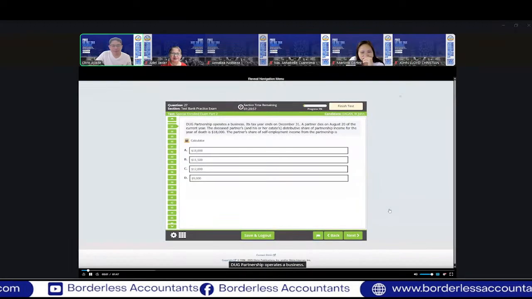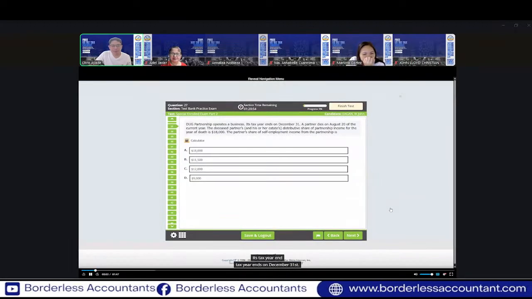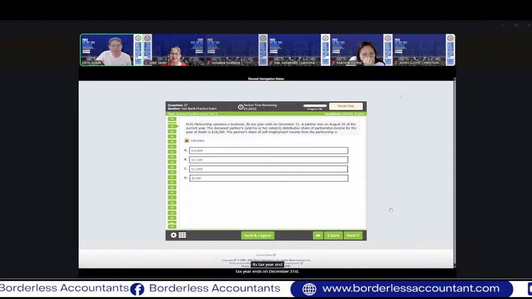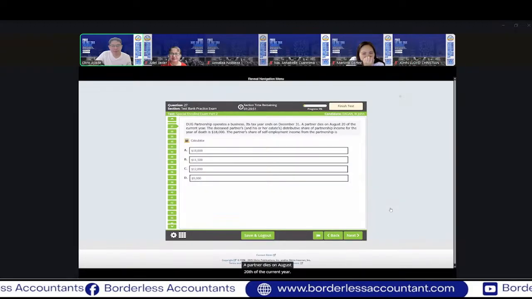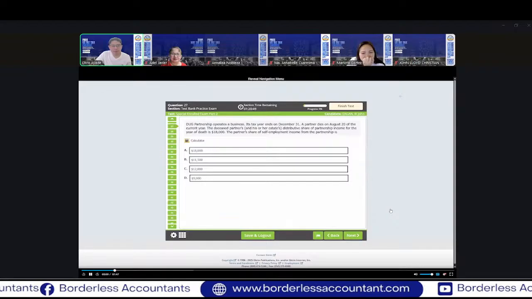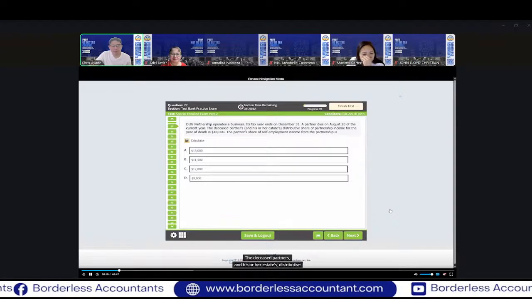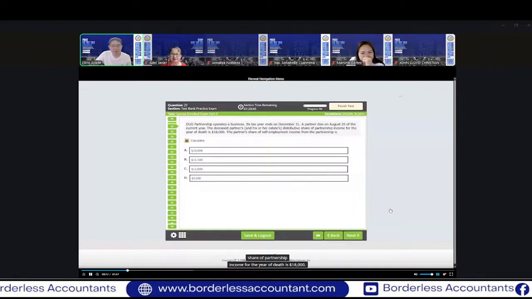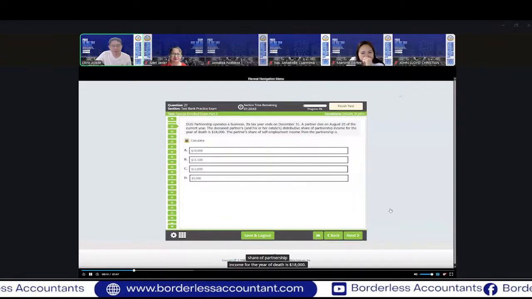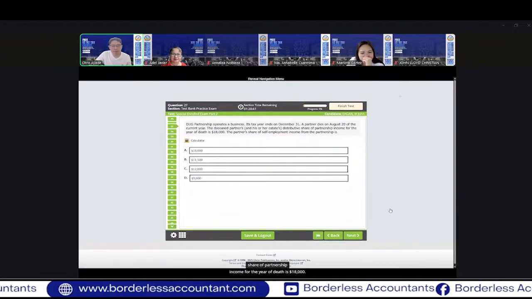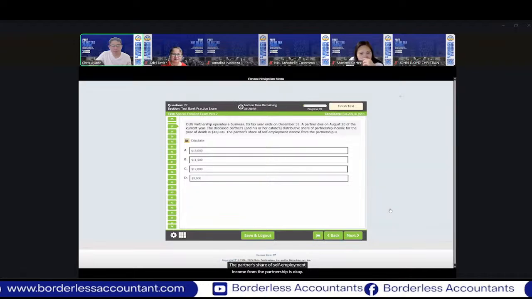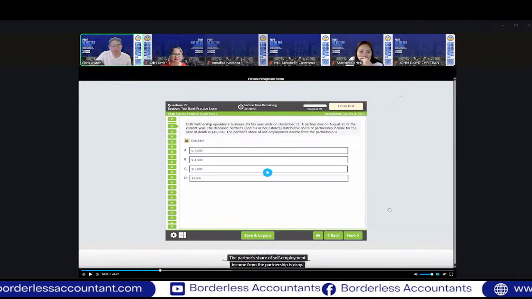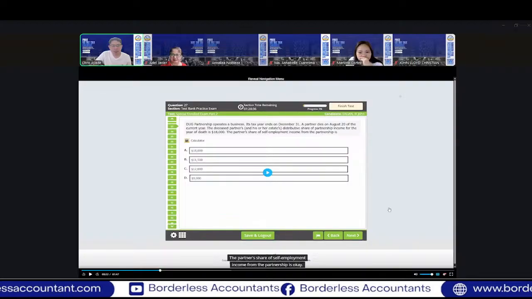Doug Partnership operates a business. Its tax year ends on December 31. A partner dies on August 20 of the current year. The deceased partner's and his or her estate's distributive share of partnership income for the year of death is $18,000. The partner's share of self-employment income from the partnership is. Let's try to make some educated guess here.